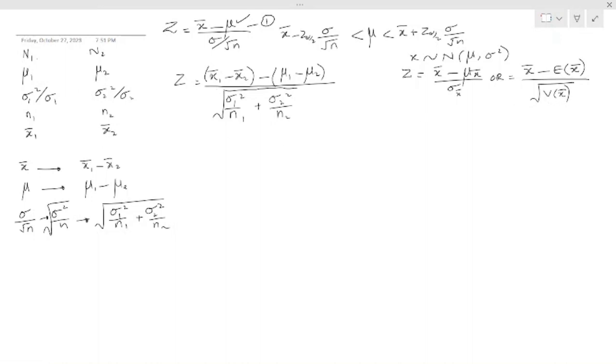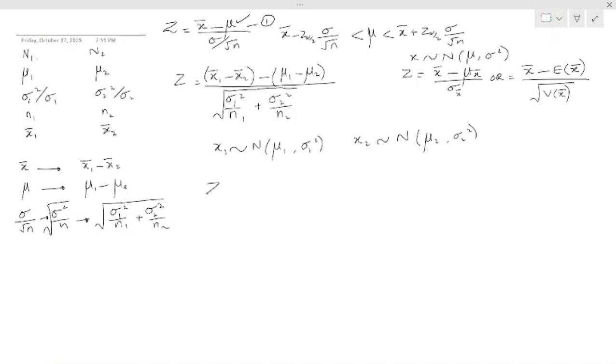Now, since we are now dealing with two different population data sets, so regarding both, we need to take the same assumption that random variable x1 is normally distributed with mean mu1 and variance sigma 1 square, whereas random variable x2 is normally distributed with mean mu2 and variance sigma 2 square.